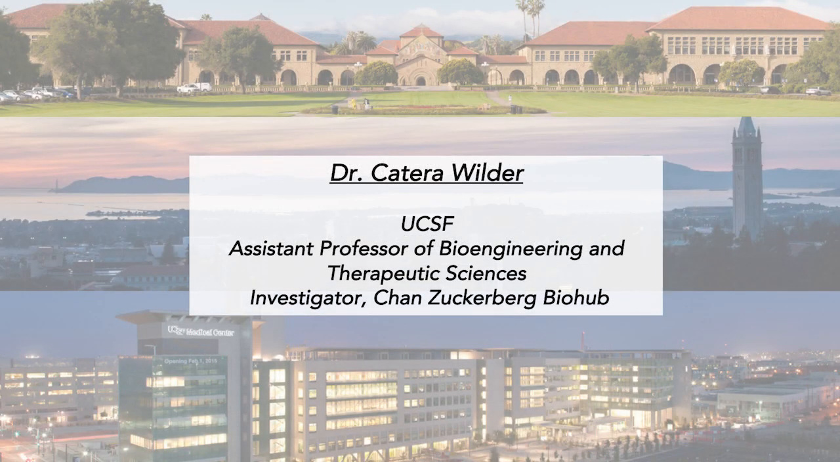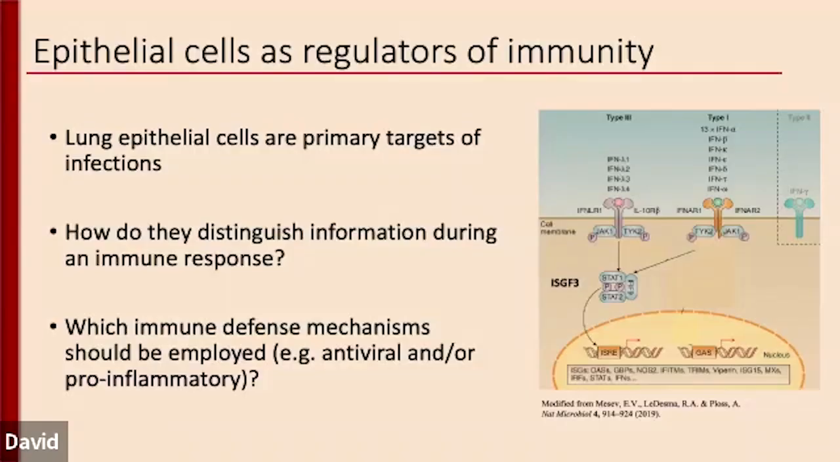I'm at UCSF, and I'm in the Bioengineering and Therapeutic Sciences Department. And some of the questions that I'm just broadly interested in is how do cells distinguish information? And specifically, during an immune response where there's many cytokines and chemokines in the environment, how do these cells know which ones are present and then also how to respond accordingly? And you can imagine having an accurate immune response is definitely important.